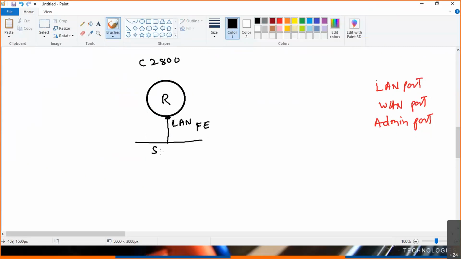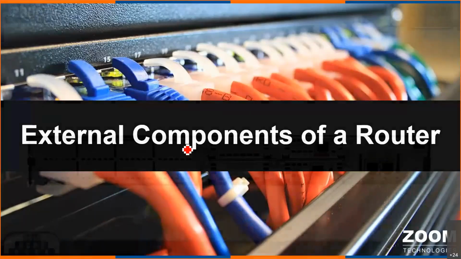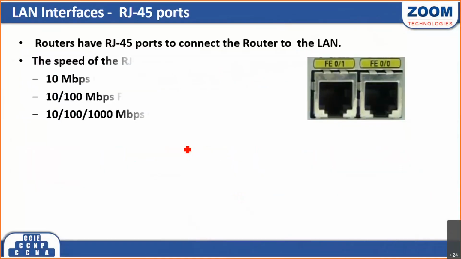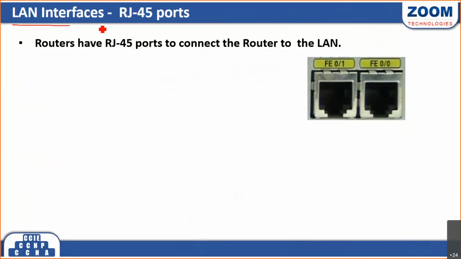This is a switch. And the switch connects to your end user 1, end user 2, like all end users connect to switches. This is our local area network. So LAN port is used to connect your local networks. I'll show you that point here. Yeah, this is LAN interfaces, RJ45 ports. Router has RJ45 port to connect router to LAN.